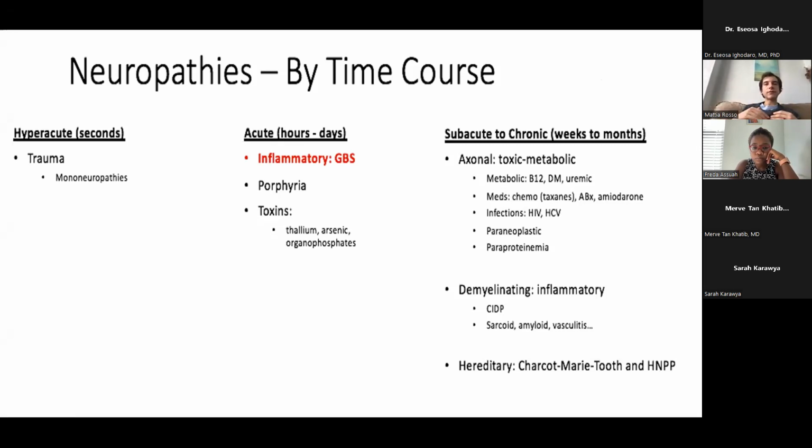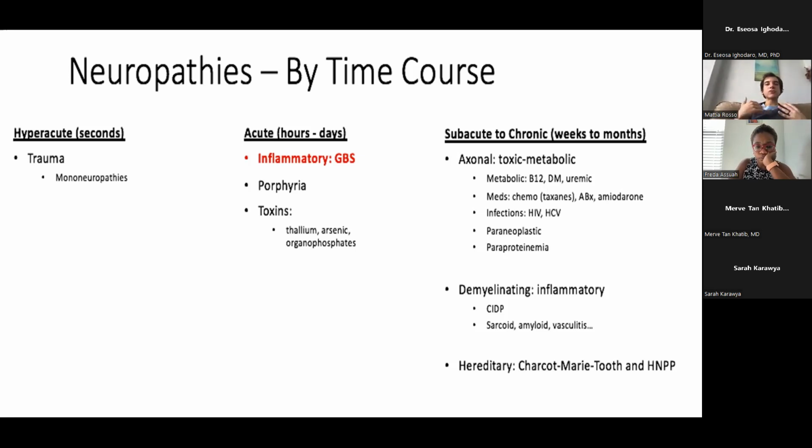And again, just as a review, axonal neuropathies are mostly toxic metabolic, B12, diabetic, uremia, medications, we covered a few of those. Infections, HIV, HCV can present that way with neuropathies. And finally, paraneoplastic and paraproteinemias, also very important. And then we go into the more severe non-length dependent forms of neuropathy, which are our demyelinating group.